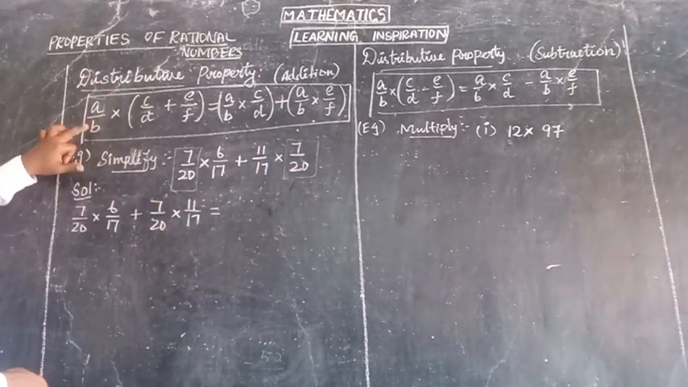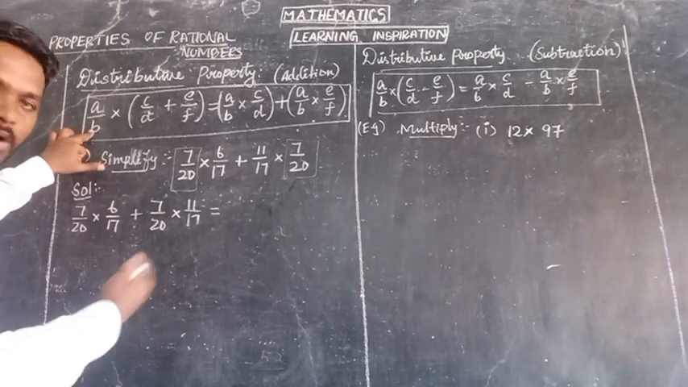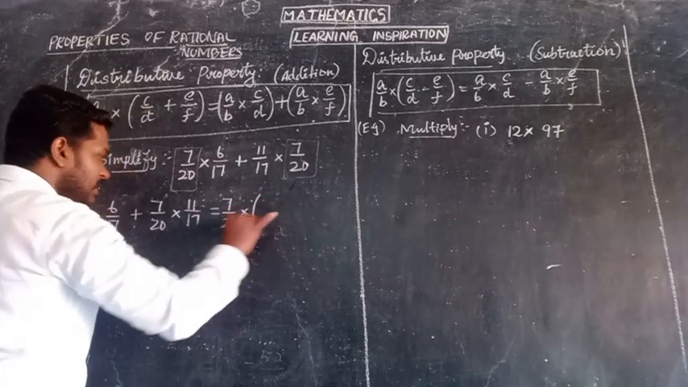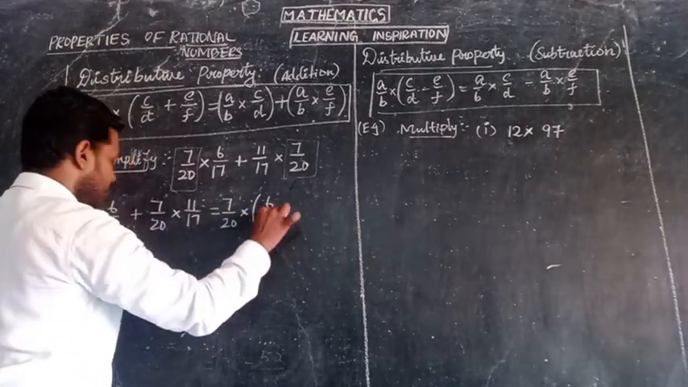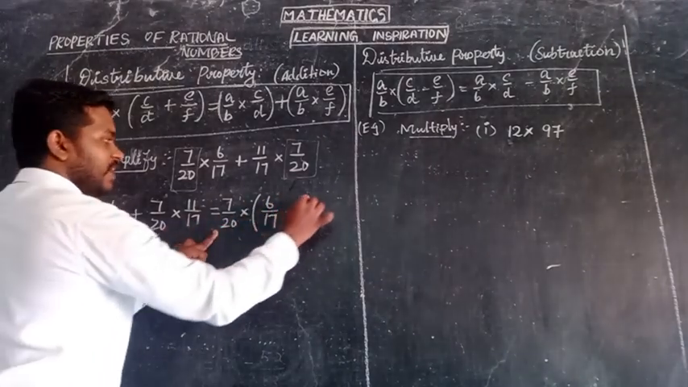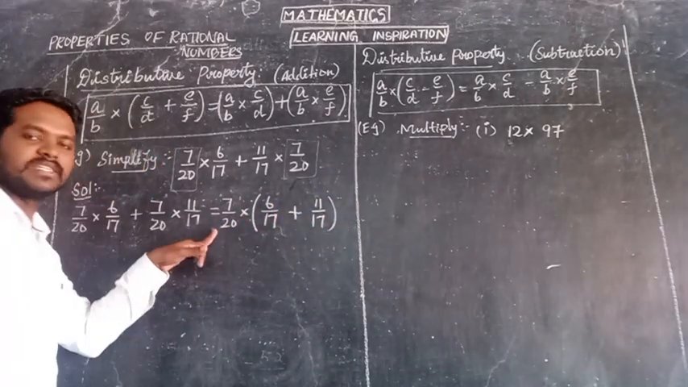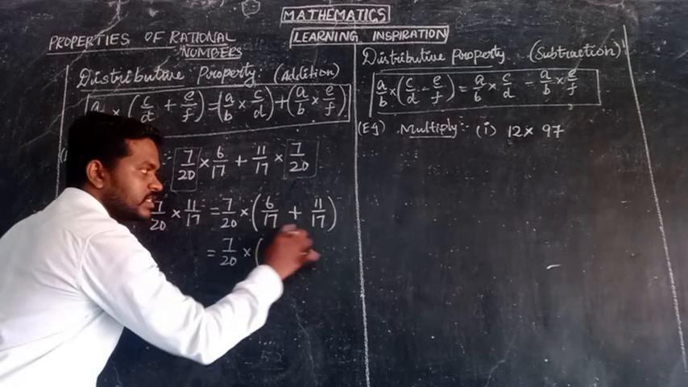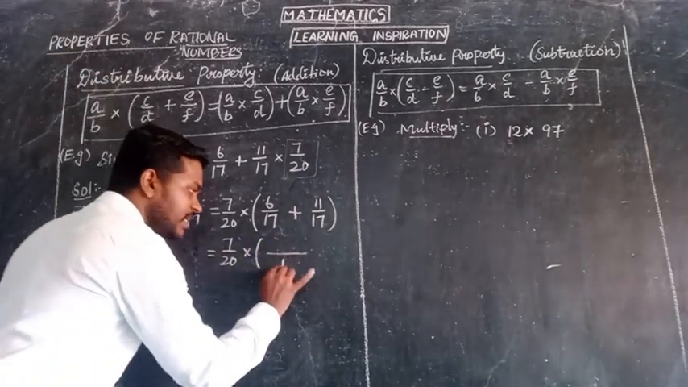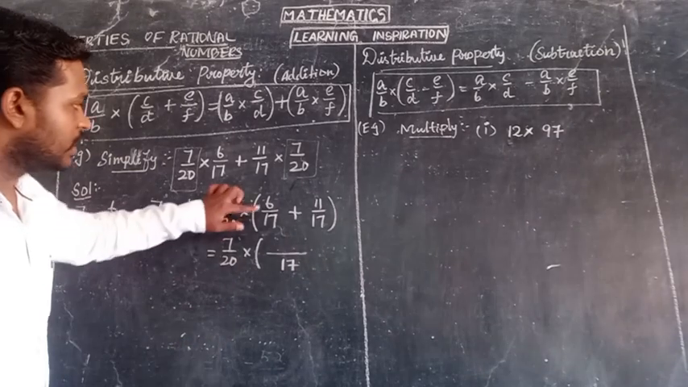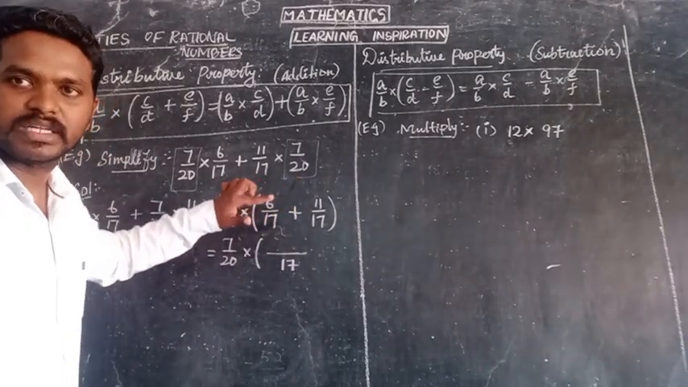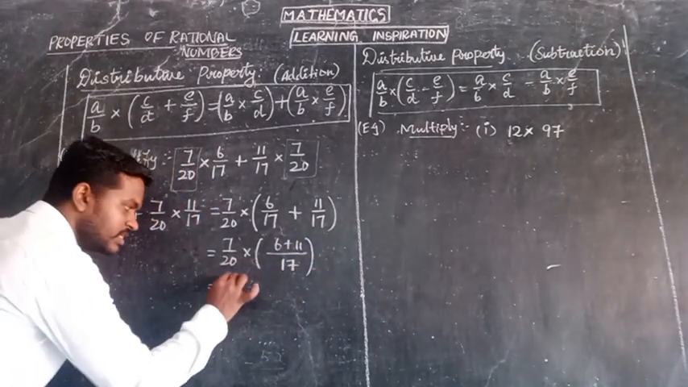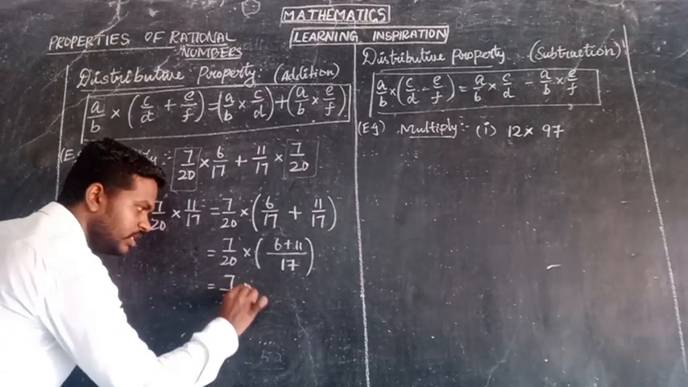So we can write it directly. The common term a by b we can take outside the bracket. So 7 by 20 is the common term: 7 by 20 into, in brackets, c by d is 6 by 17 plus e by f is 11 by 17. Next, simplify 7 by 20 into the bracket. The denominators are the same, so we can write the denominator 17 one time. The numerators we can add: 6 plus 11.